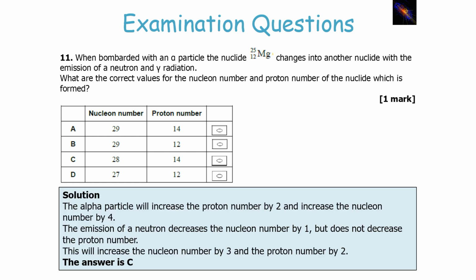So the alpha particle will increase the proton number by 2 and the nucleon number by 4, because an alpha particle is 2 protons, 2 neutrons. The emission of a neutron will decrease the nucleon number by 1, but not affect the proton number. So it will increase the nucleon number by 3 and the proton number by 2. So the answer is C.